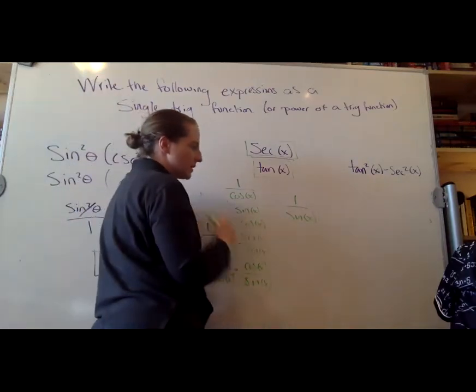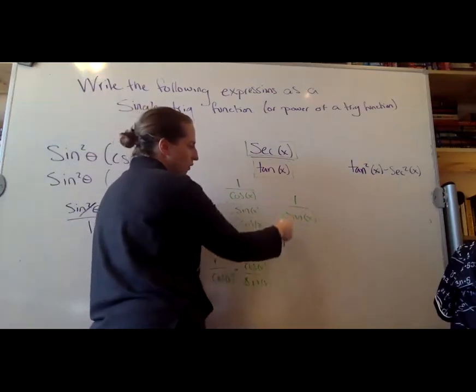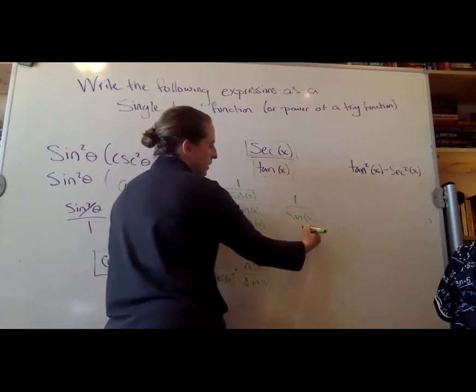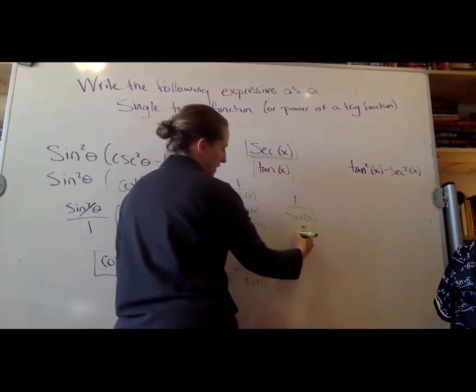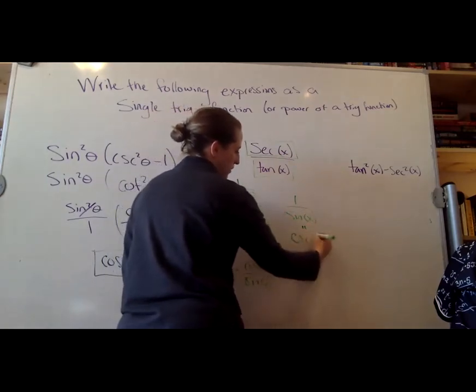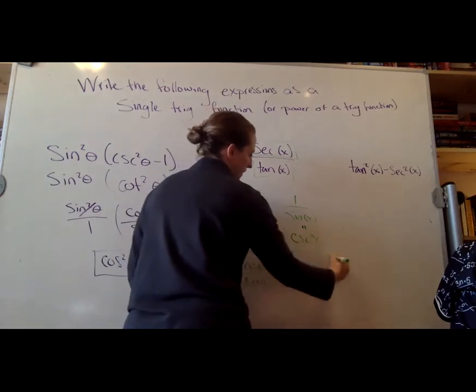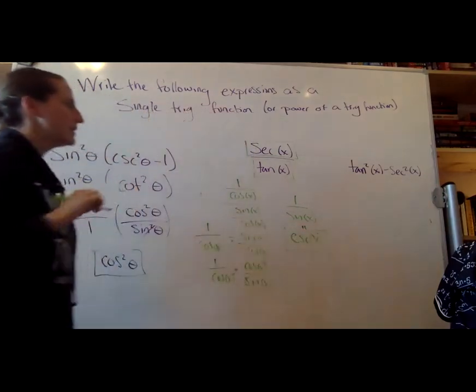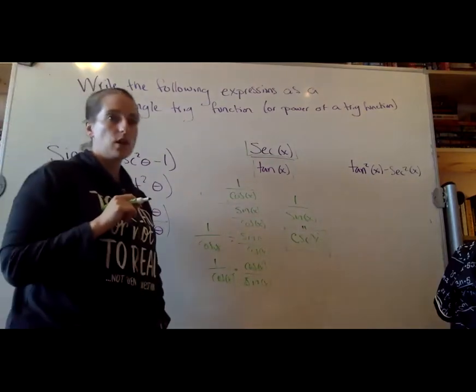But think of a reciprocal identity. What is 1 over sine? Well, using a reciprocal identity, 1 over sine is the same thing as cosecant. So there's our final answer. Secant over tangent is the same thing as cosecant.